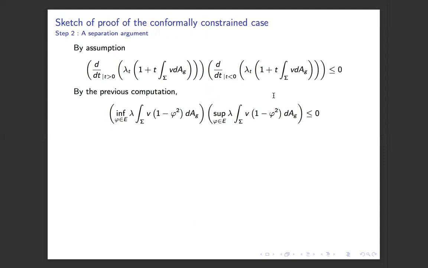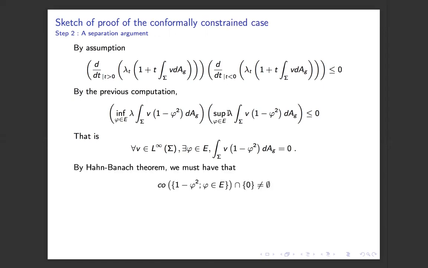this is negative. And therefore, this means that for any variation, we have a first eigenfunction such that this quantity is equal to 0, because the supremum and the infimum have different signs. And then, by a classical separation theorem, it is easy to see that we cannot have that the intersection here is empty. So it is non-empty.